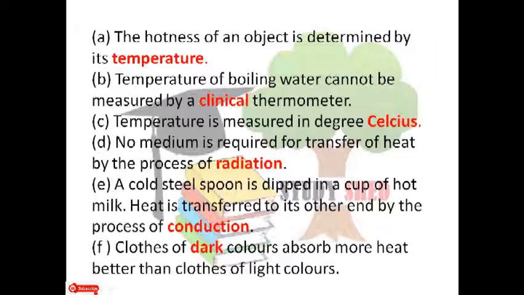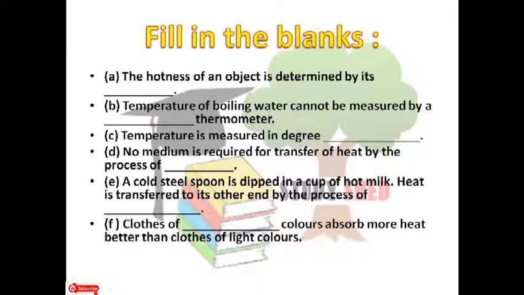We had discussed previously that temperature is the measure of hotness. We can measure or deduce it to a degree with the help of the scale called temperature. Next one, number B. Temperature of boiling water cannot be measured by dash thermometer. Now it's an interesting question. We are talking about the temperature of boiling water, which is way above our normal body temperature.